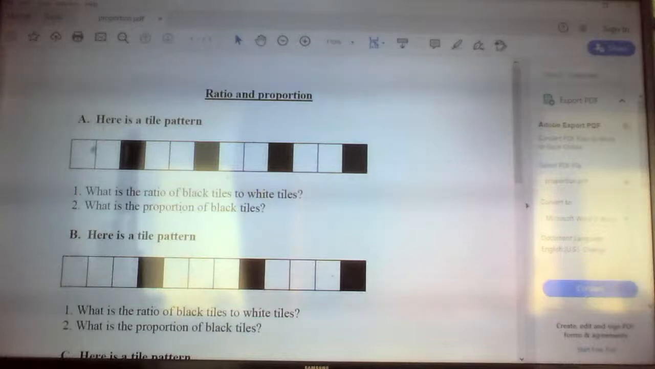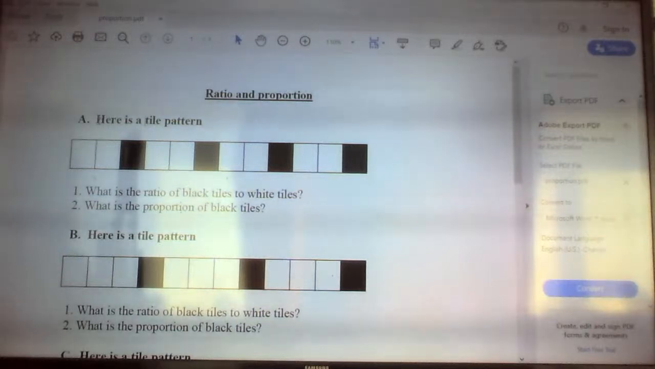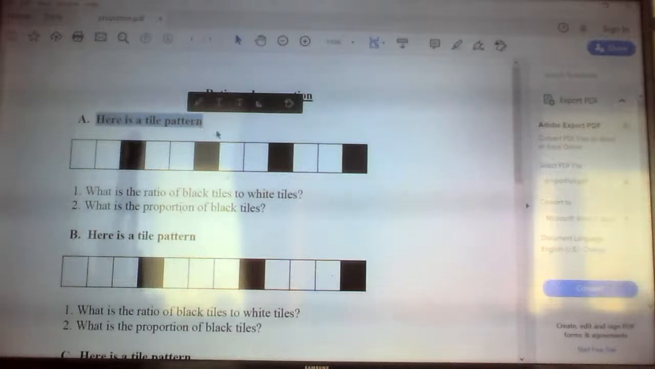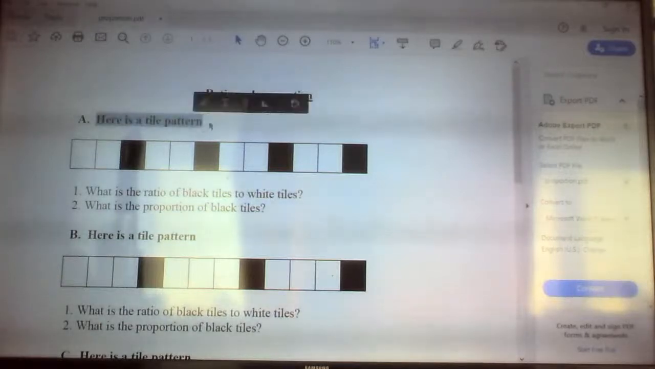So question A. So the advantage is I can highlight this. If I had an interactive whiteboard on this YouTube live, you can still see me while I'm doing this, if you know what I mean. But there isn't. But anyway, here's a tile pattern.